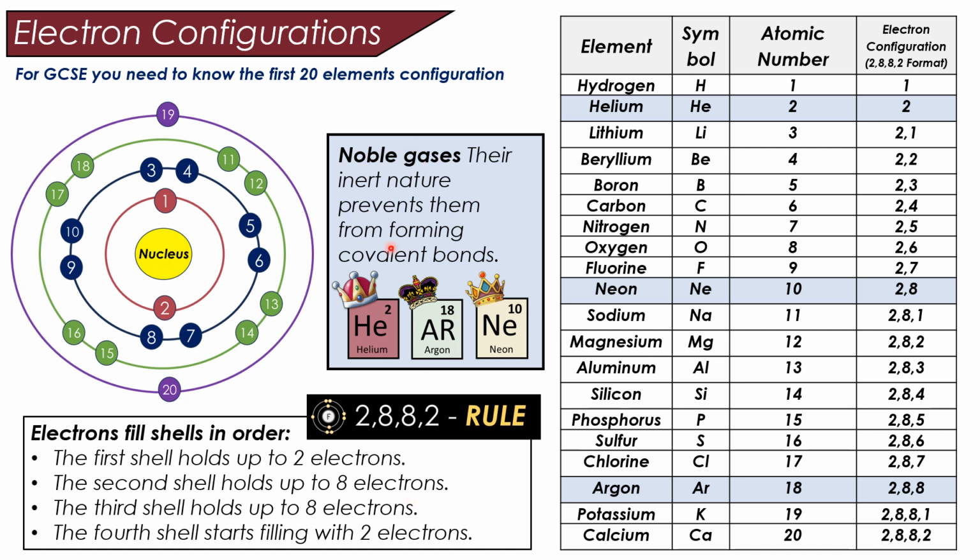I've also got here the noble gases. Their inert nature prevents them from forming covalent bonds. So the noble gases, if we have a little look, helium, because it's only got 1 shell, it's actually full with 2 electrons. Neon is full on its outer shell with 8 electrons, and as is argon with 8 electrons. This means they are inert because they haven't got any free electrons to bond with any other elements.